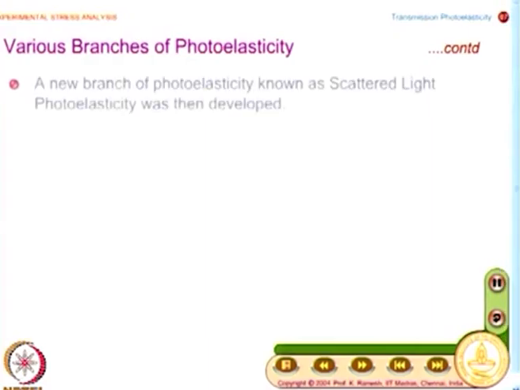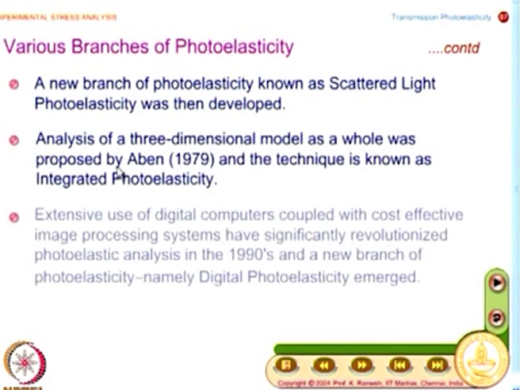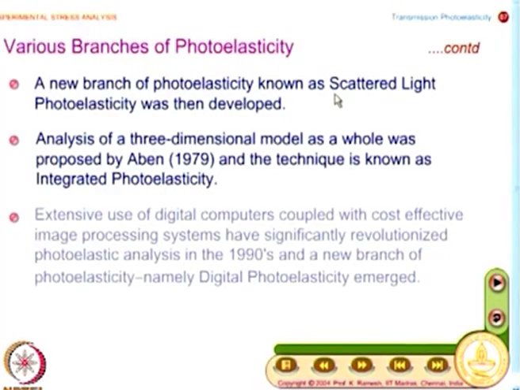Then you also have other developments. Analysis of the 3-dimensional model as a whole was proposed by Abel in 1979. See, whatever you do, you have to pay a price. The technique is known as integrated photoelasticity. When I want to analyze the model as a whole, I have to pay my price in mathematics. When I do stress freezing and slicing, I have to pay a price in terms of more experimentation, where I have to mechanically slice it, but analysis becomes 2-dimensional. When you want to remove that restriction, analysis becomes mathematically challenging. So, for 3-dimensional photoelasticity, you can go for scattered light photoelasticity, integrated photoelasticity or the conventional stress freezing and slicing.